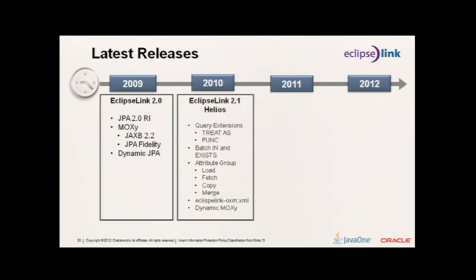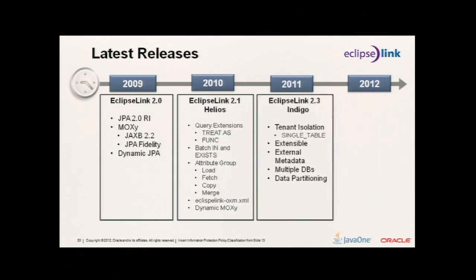In 2.1, which was the Eclipse Helios release, we extended our queries. We can embed more database functions. We can do treat as for casting within JPQL statements. Some new batching operations to give more flexibility. Attribute group is really great for defining partial entity graphs, how you load, how you fetch, merge them. We introduced our own OXM mapping file. And we did the same thing we did for JPA with dynamic Moxie. So now I can have a complete metadata-driven solution that does both JPA and the XML JSON side.